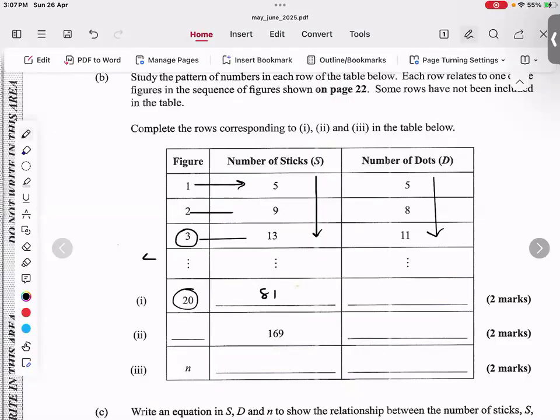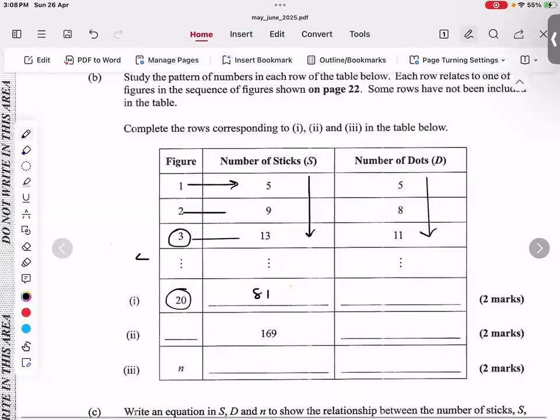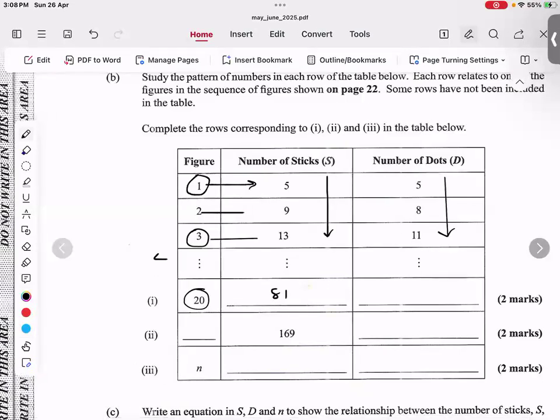Now what would we do for the next one? The other one on the right is going up by 3. So if I multiply the figure number by 3, how much do I need to get to 5? 2. So 3 times 2 is 6, plus 2 is 8. 3 times 3 is 9, plus 2 is 11. So 3 times 20 is 60, and 60 plus 2 is 62.